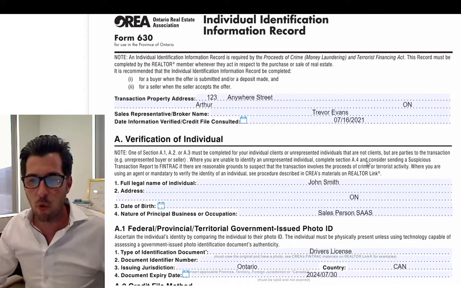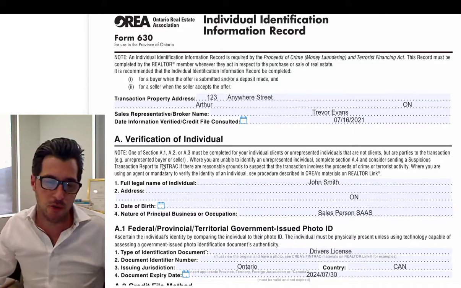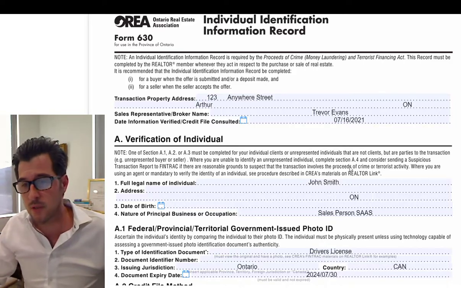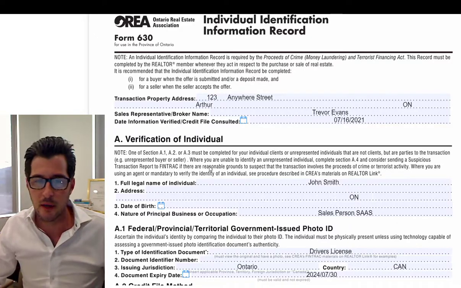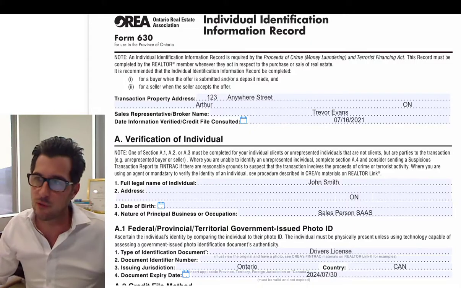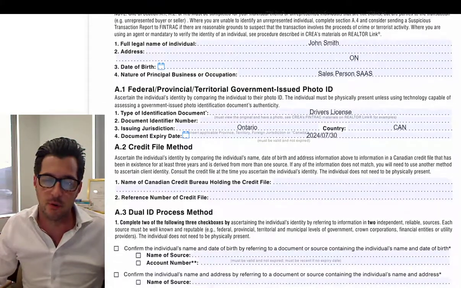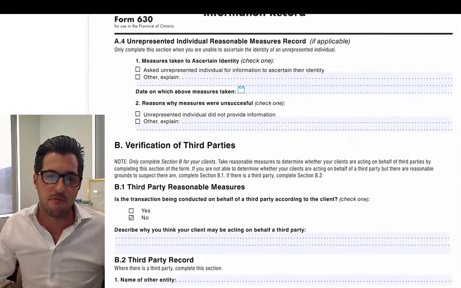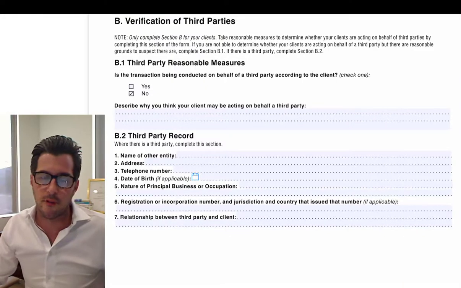Complete section A4 and consider sending a suspicious transaction report to FINTRAC if there are any reasonable grounds to suspect the transaction involves the proceeds of crime or terrorist activity, okay? So this is where you are unable to identify an unrepresented individual. If you just can't identify that person, you're going to fill out this form and just fill in the blanks, okay? Verification of a third party, a very common question.